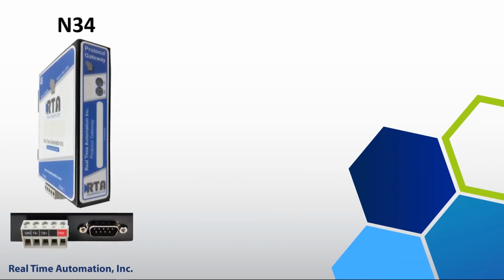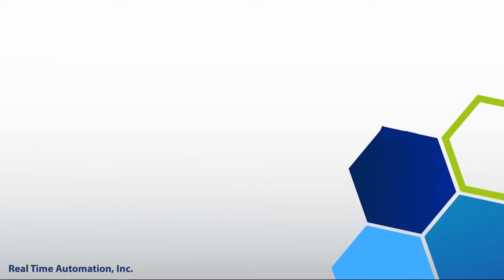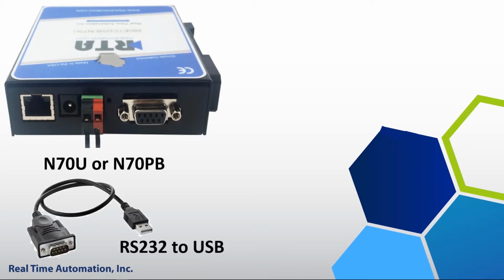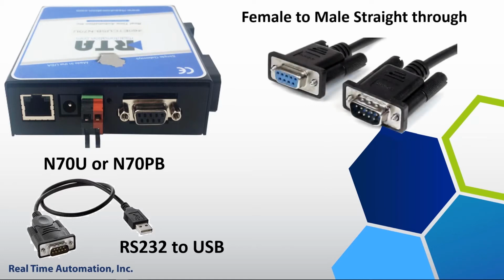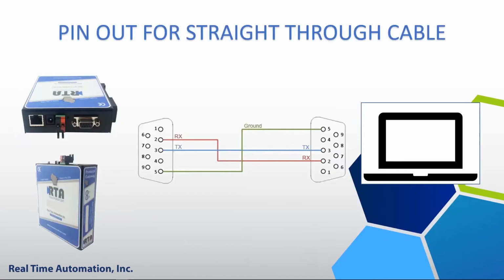If you have an N34, N700, N70U, or N70PB hardware platform, please continue watching the video to recover your IP address. For the N70U or N70PB, you will need an RS-232 to USB converter, a DB9 straight-through cable, and MIDI. MIDI can be found on the CD or click the link in the description to our downloads page. Here is a pinout of the straight-through cable.